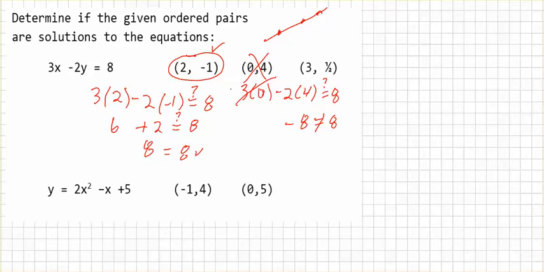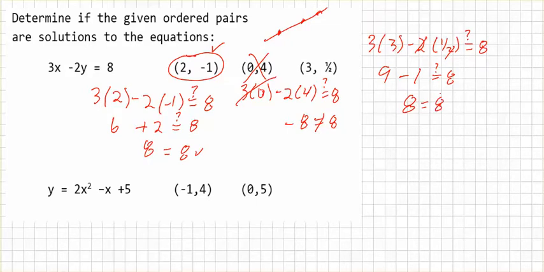We can do the third one, 3 comma 1/2. So 3 times 3 minus 2 times 1/2. And again, we want to see whether or not it equals 8. So I put that question mark just to let me know. So this will be 9 minus 1. The 2's cancel out. Equals, and again, we want to know, does it equal 8? And this, in fact, does equal 8. So 3 comma 1/2 also resides on the line.